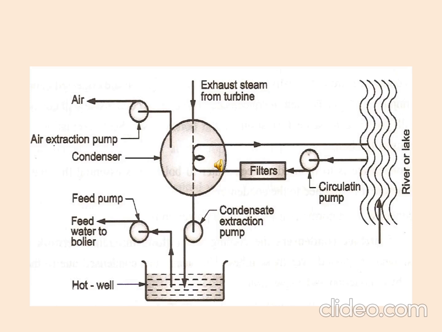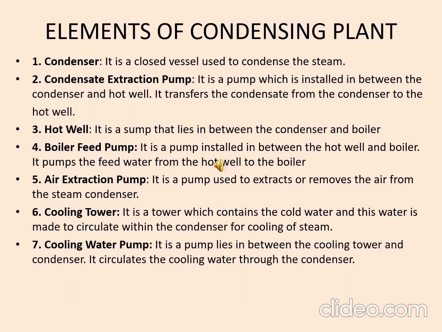Next we will discuss the elements of the steam condensing plant. What are the main elements? Condenser, condensate extraction pump, hot well, boiler feed pump, air extraction pump, cooling tower, and cooling water pump. These 7 are the main elements which we are using.